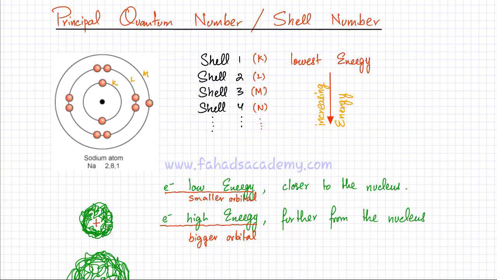Now when you think of shells, don't think of this image. This image is incorrect. It's a simplification. When you think of shells, if an electron is in shell 1, that is, it has a principal quantum number of 1, that would mean it has low energy. If it's in shell 2, it has higher energy and would be further away from the nucleus. If it's in shell 4, it's even further away from the nucleus.